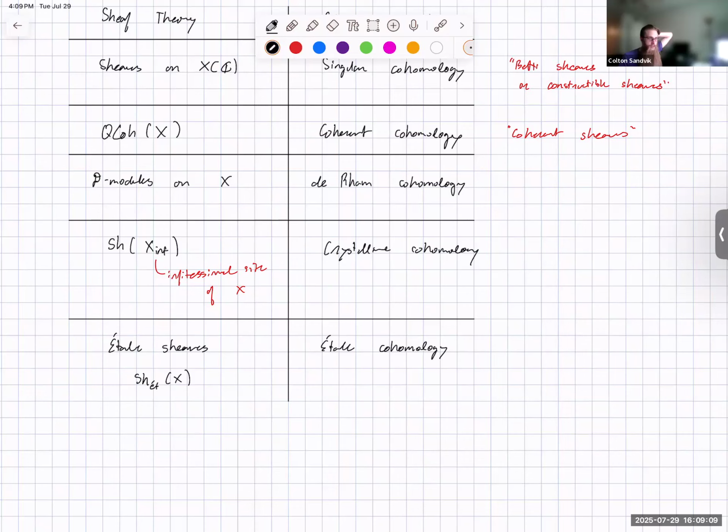I'm not going to do the crystalline one because that would require us talking about sites. Maybe I'll say just a few words about étale sheaves, and we can end it there.